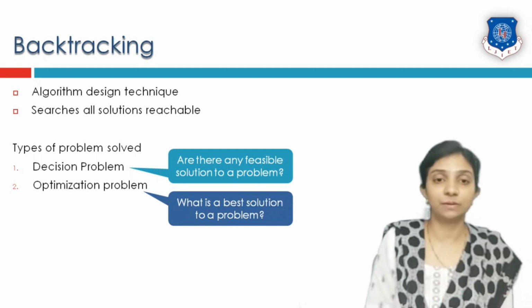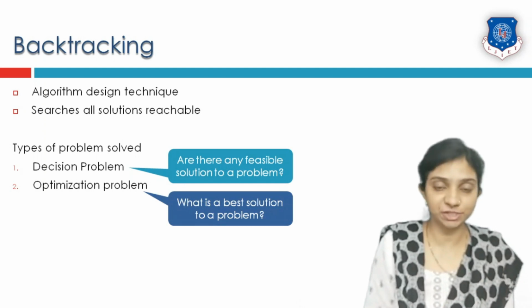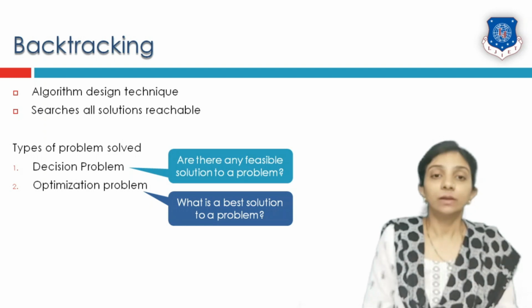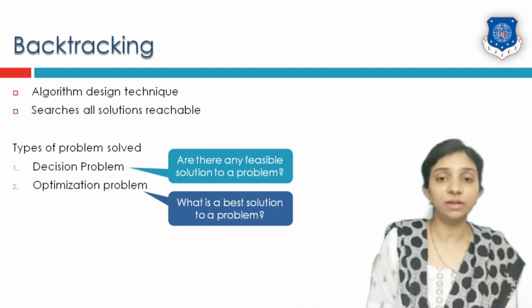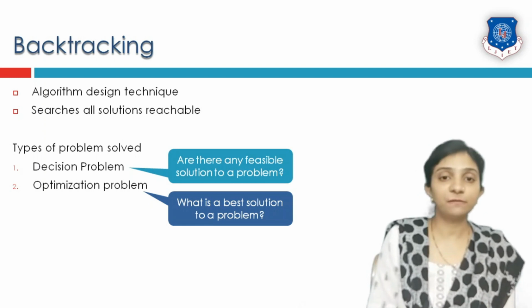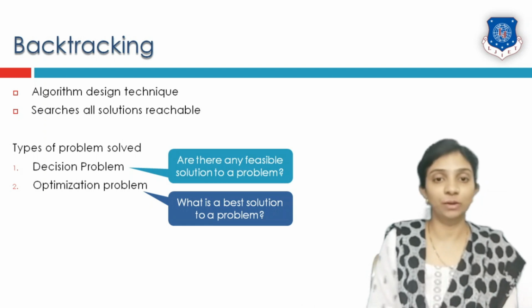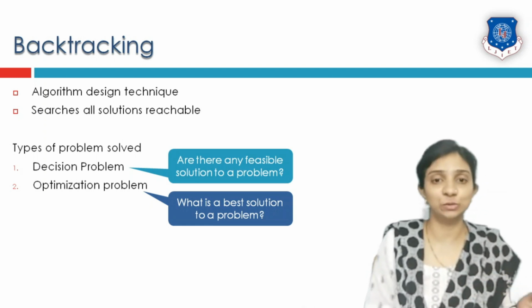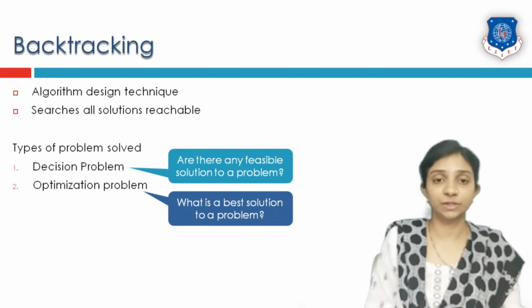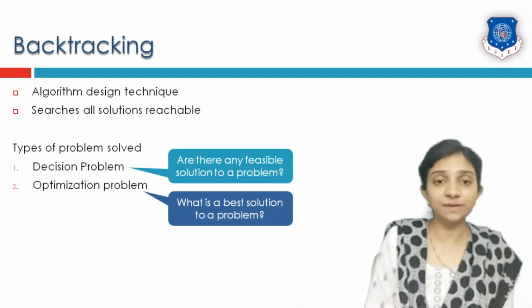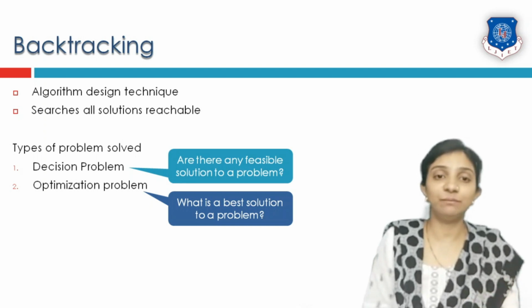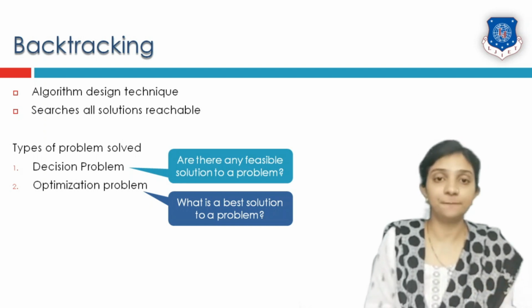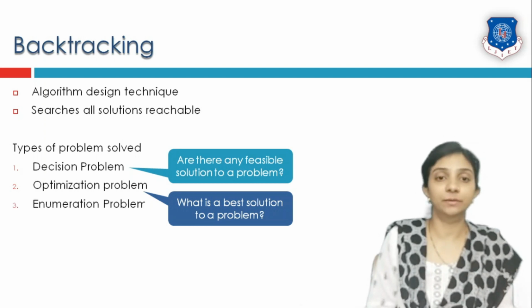Second type of problem is optimization problem. This method is used to find out the optimal solution. For example, for any given problem, if there exist multiple solutions, which solution is the most feasible, or I must say the optimal solution, that can be found using backtracking method.